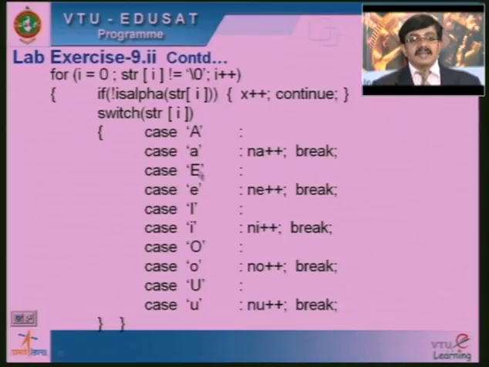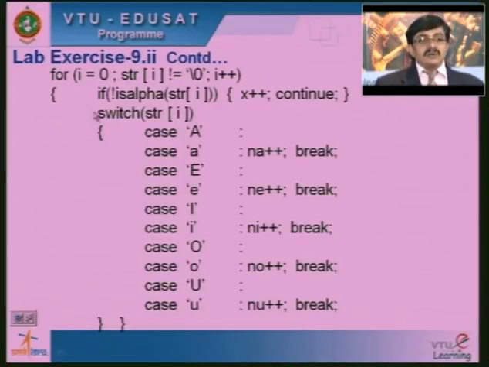So, here when I use str of 0 as h, it is neither uppercase A nor lowercase a, neither uppercase E nor lowercase e, neither uppercase I nor lowercase i, neither uppercase O nor lowercase o, neither uppercase U nor lowercase u, which means none of the cases of the switch are satisfied, because str of 0 is a consonant. These operations I will take only when I am reading a vowel. So, if none of the cases are satisfied, that character must be a consonant.